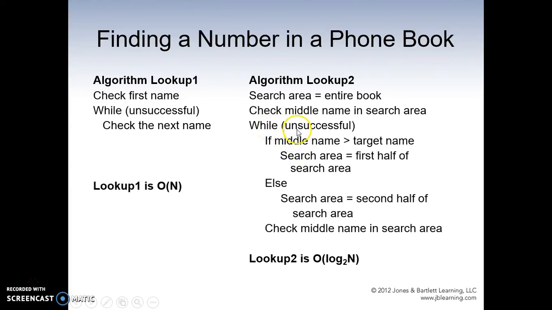right? So while we're not finding it, we check the middle, right? If the middle name is greater than the target name, search the first half. Otherwise, search the second half and check the middle again. You will eventually find it, and this is going to cost log n time.